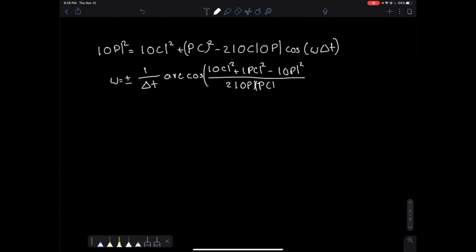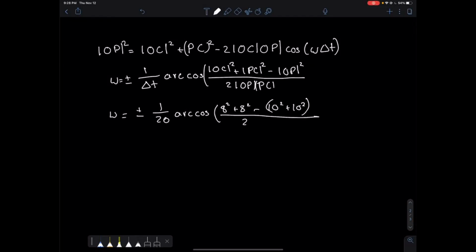All right, plugging in our numbers, we get omega is equal to plus minus 1 over 20 of the arc cosine of 8 squared plus 8 squared minus 10 squared plus 10 squared over 2 times 8 times 8.